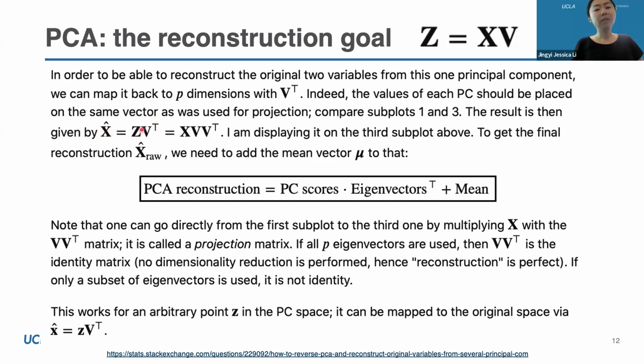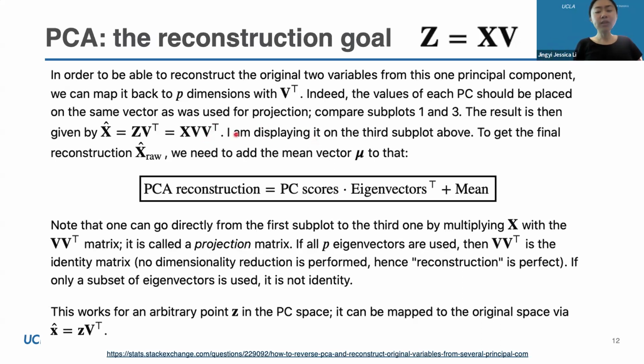Mathematically, as Z is X times V, which is what we have from the previous slide, we multiply V transpose on the right end. So this is X times V times V transpose. Recall V is P by K, V transpose is K by P. Together we get a P by P matrix. So it's a transformation, it's a projection, right?